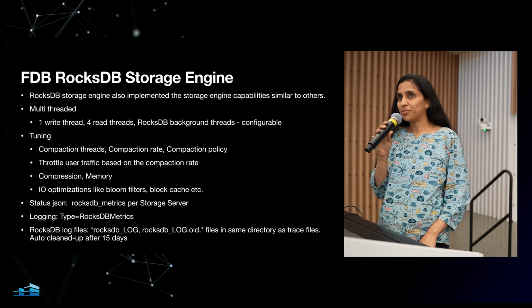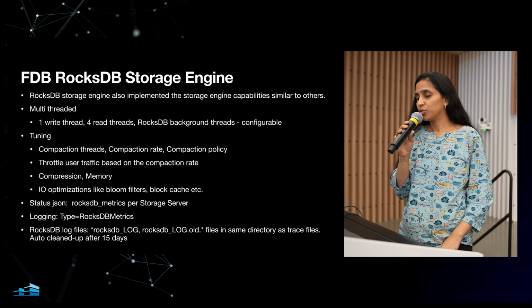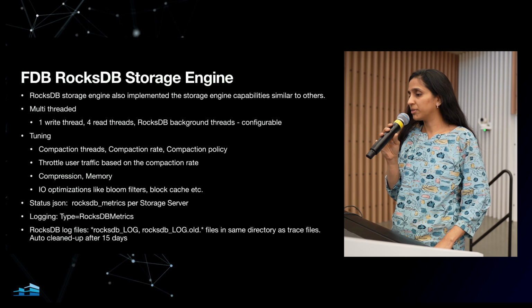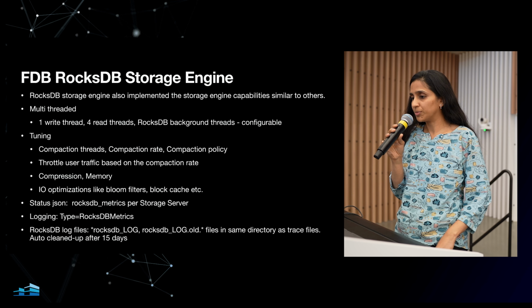RocksDB has tons of options. It's highly tunable. So we try to provide some of these options as FDB knobs so that FDB users using the RocksDB storage engine can tune it based on their workload and the hardware resources available to them. Some of the options include compression settings, memory settings, compaction policies, throttling based on compaction rates, and some I/O behaviors like Bloom filters, prefix filters, and block cache.